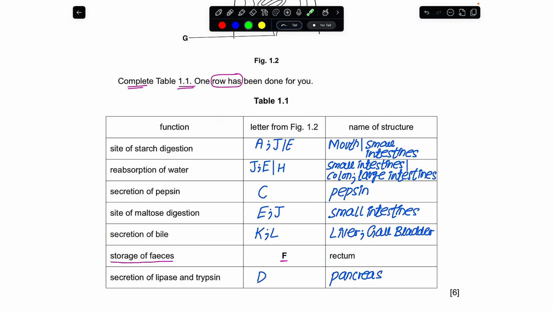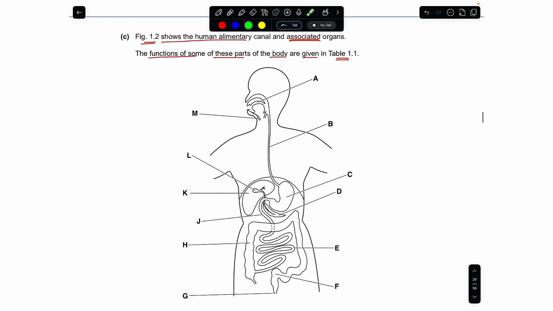And they say site of starch digestion. Now, as far as starch digestion is concerned, this happens within the alimentary canal part which is the mouth and the buccal cavity.